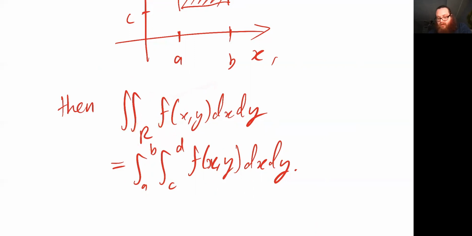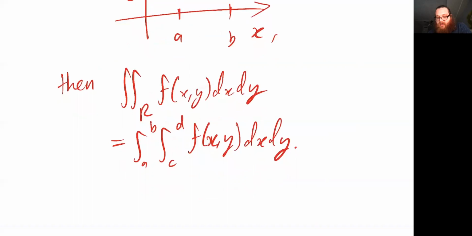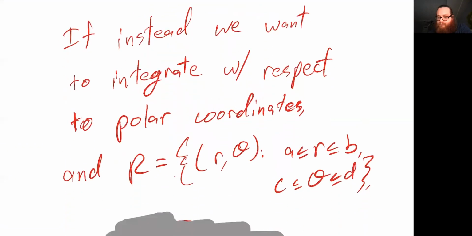Well, it turns out that that's going to be exactly the iterated integral where first you integrate out x between these two bounds, and then you integrate out y between these two bounds. So in practice, for integrals over arbitrary regions, how do we actually get a value for those integrals? We compute these iterated integrals.